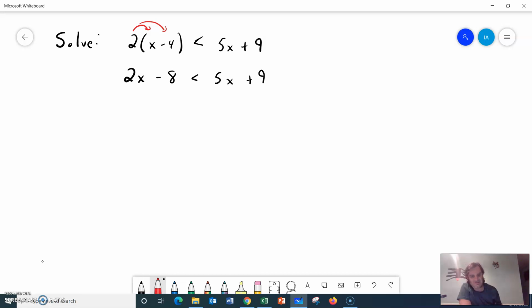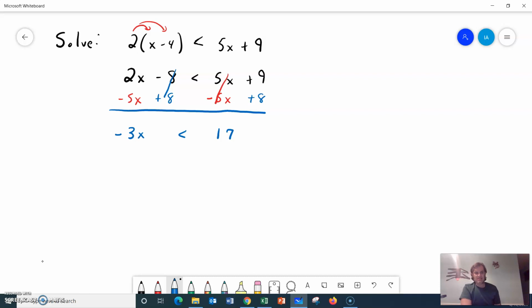And now we want to get all our x's on one side. So I'll do that by subtracting 5x from both sides. And I will add 8 to both sides. So when I clean everything up, I get negative 3x less than 17. So I'm going to divide both sides by negative 3.